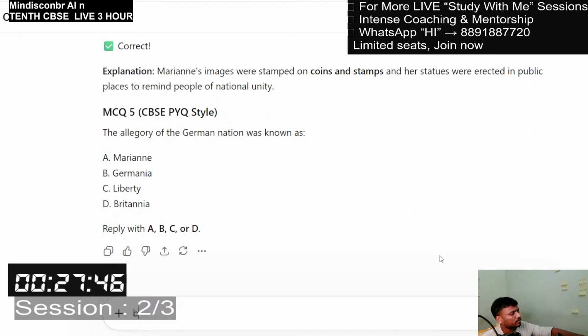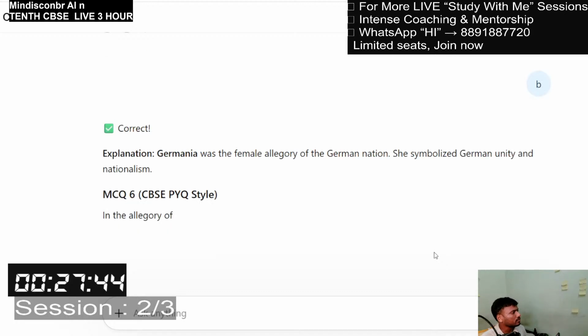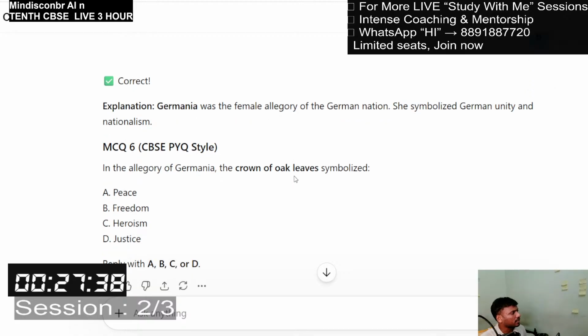Germania. The Germania was the female allegory of the German nation. She symbolized German unity and nationalism. In the allegory of Germania, the crown of oak leaves symbolized heroism.